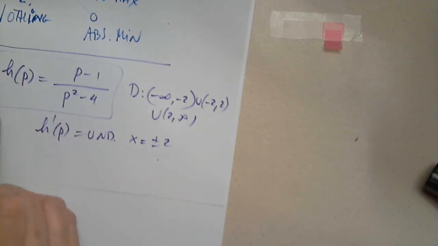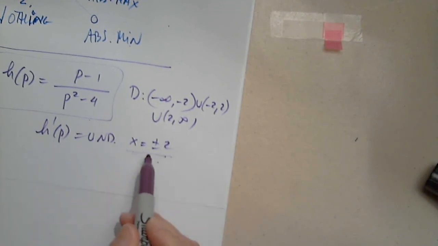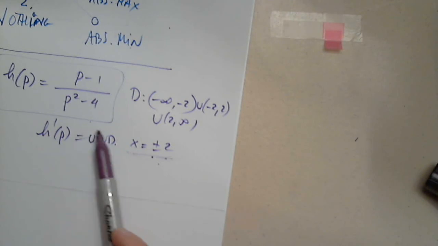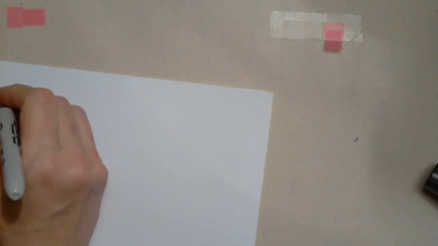Perfect question. So if the function is undefined at these points, it cannot be a critical number. But if the derivative is undefined, but the function exists at those points, then they become critical numbers. In other words, a function cannot have a max or a min when it's undefined. So here's a perfect example for you. It's a very simple one.